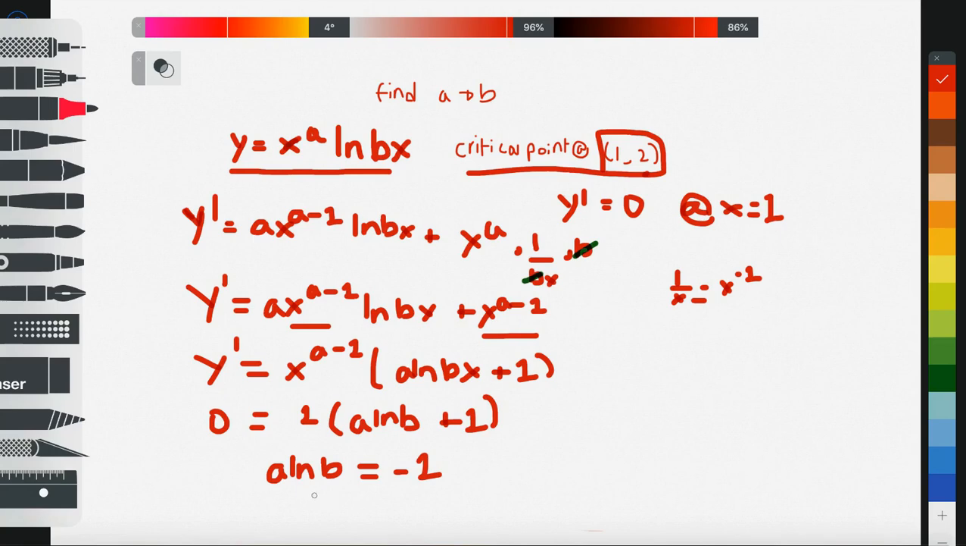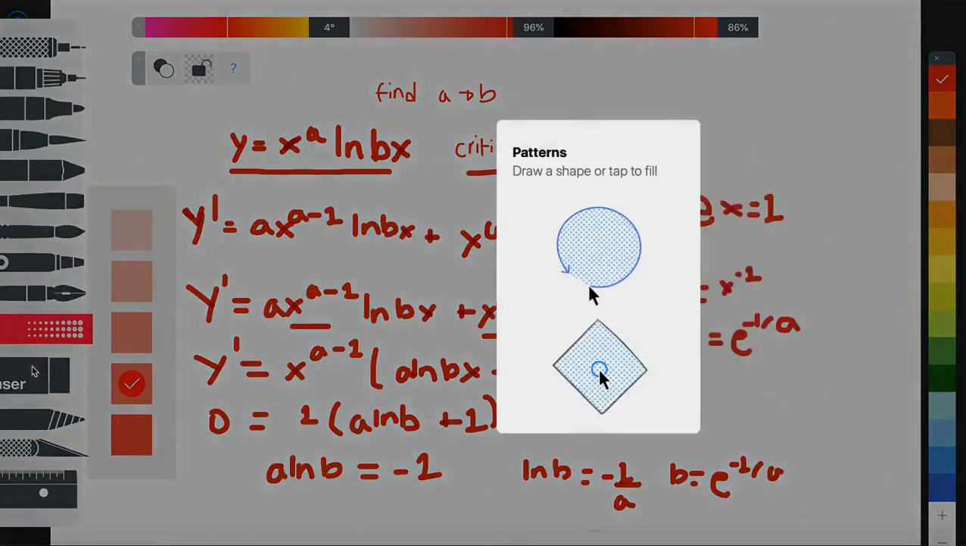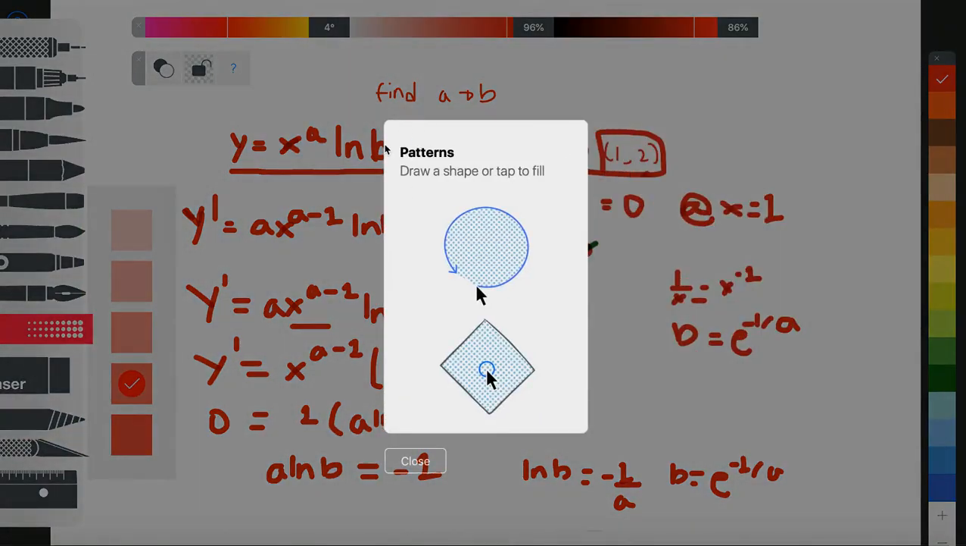So ln b equals negative 1 divided by a, and b equals e to the power of negative 1 divided by a. So now we know our b value. Well, our complex b value, we still have to find what a is. So, what's that?